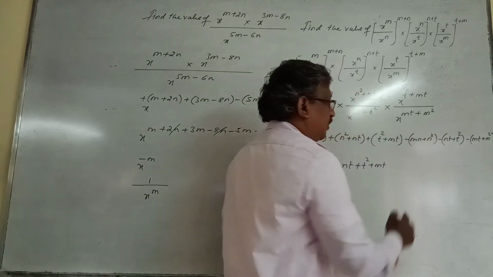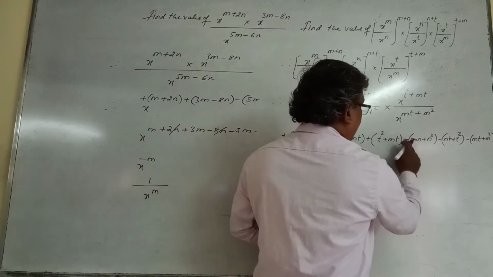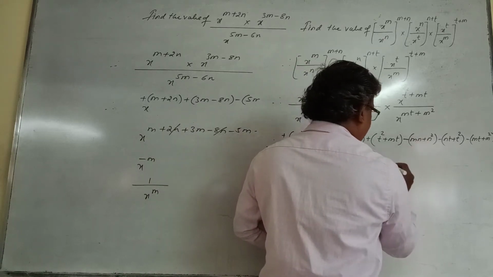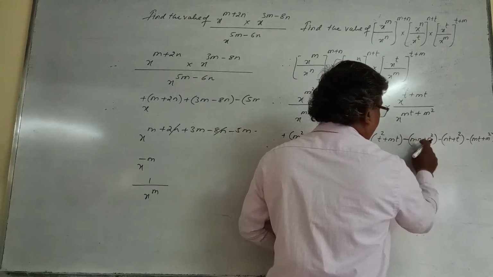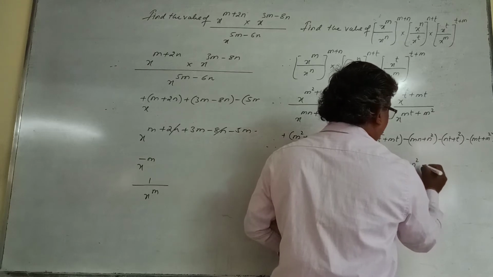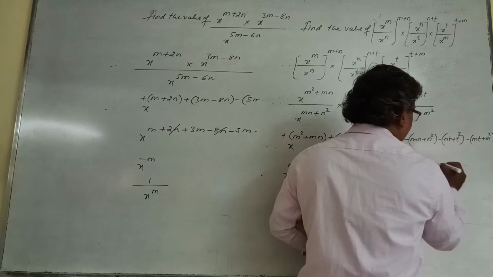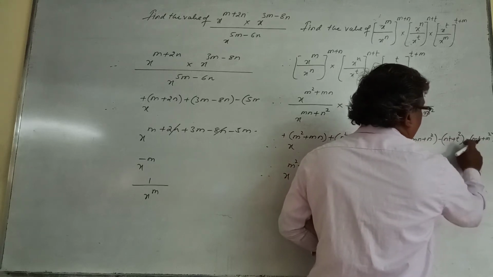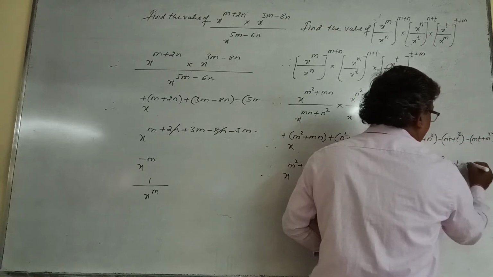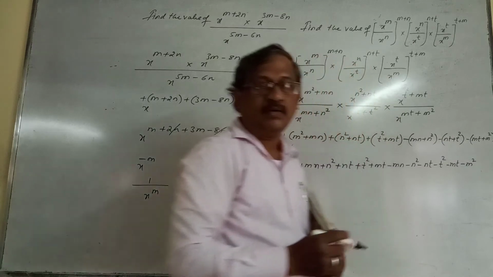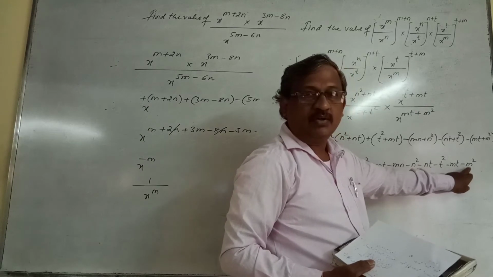Now here signs will change because outside the bracket which sign is there? It is minus. So minus into plus is minus mn, minus into plus is minus n square, minus into plus is minus nt, minus into plus is minus t square, right? Minus into plus is minus mt, and minus into plus is minus n square, right? So finally it is how much? It is n square.